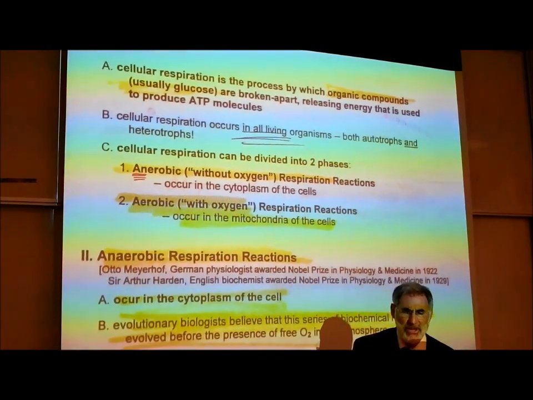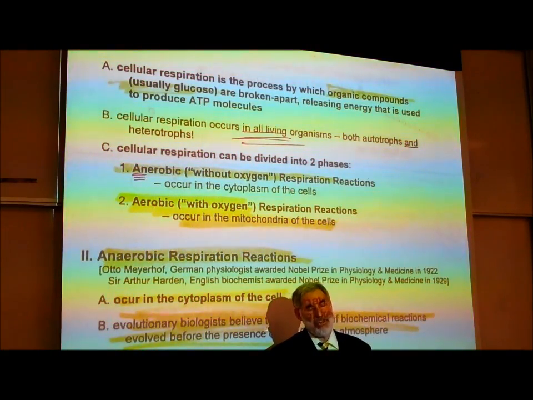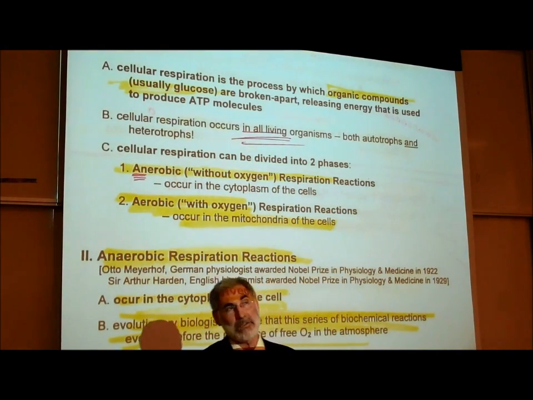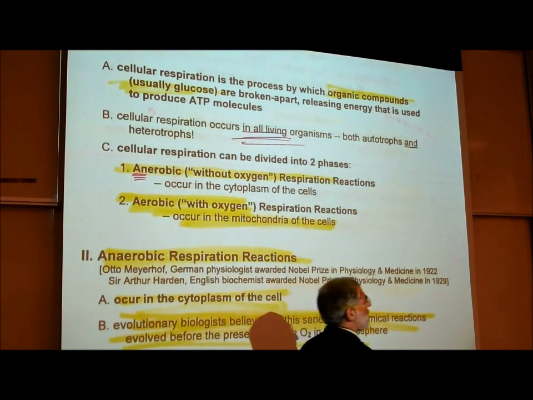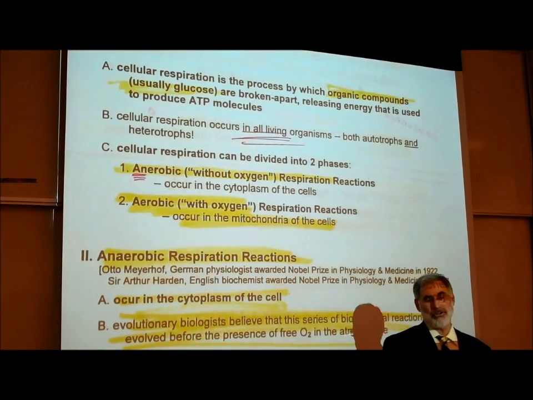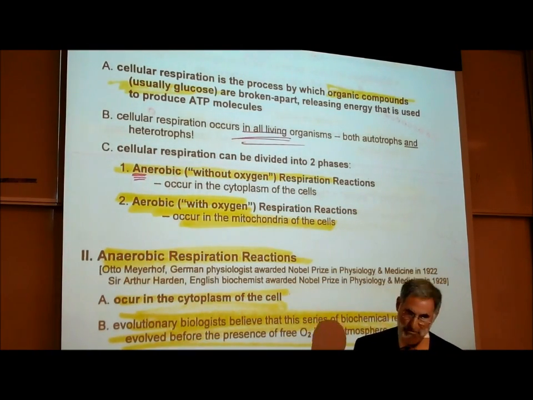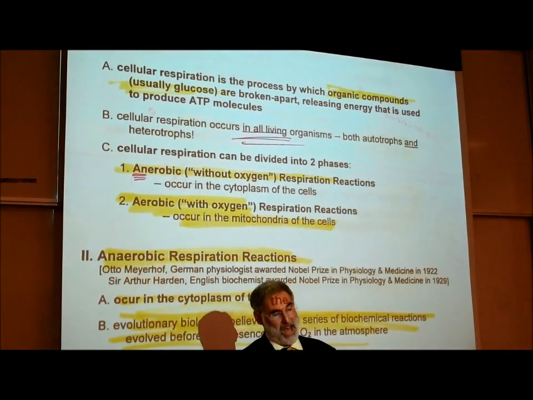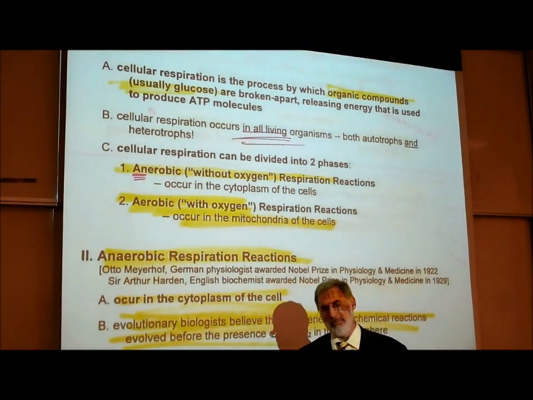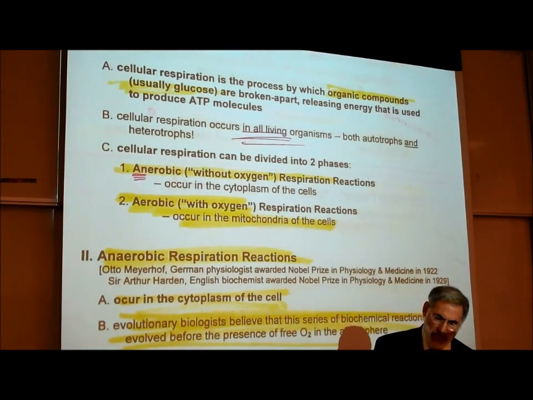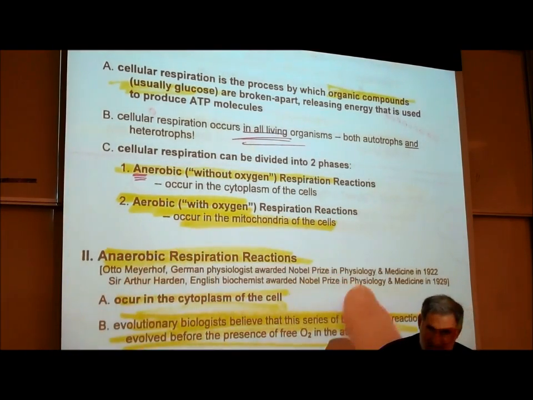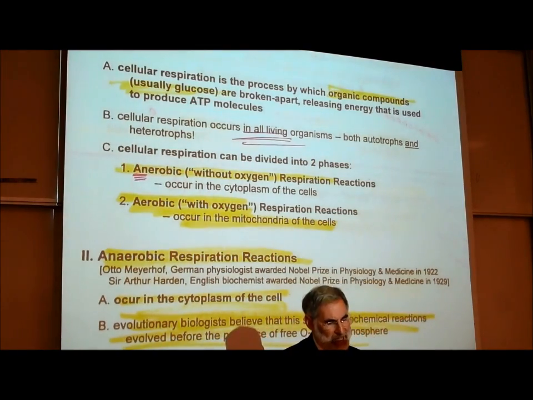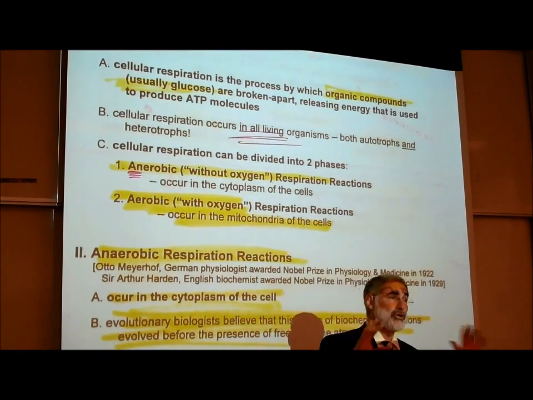Now, we divide cellular respiration into two phases, anaerobic and aerobic. The anaerobic reactions literally means without air, without oxygen. And these reactions occur in the cytoplasm of a living cell. The aerobic reactions, and the word aerobic means with air, with oxygen, these reactions occur in the mitochondria of the cell.